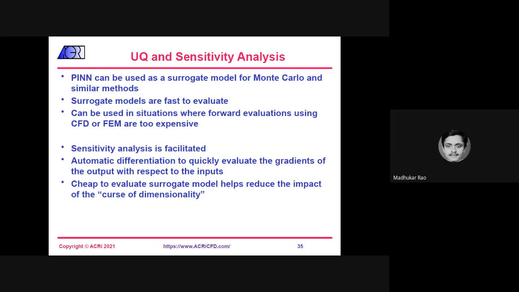So basically, continuing with uncertainty quantification and sensitivity analysis, because PINN neural networks are very fast to evaluate. So rather than running thousands of full-fledged CFD cases, if you can train a PINN, you can run it as a surrogate model for Monte Carlo and similar methods, where forward evaluations become too expensive. So one hope is that by having developed PINNs, these methods will become more feasible.